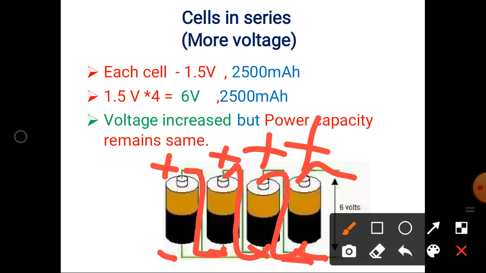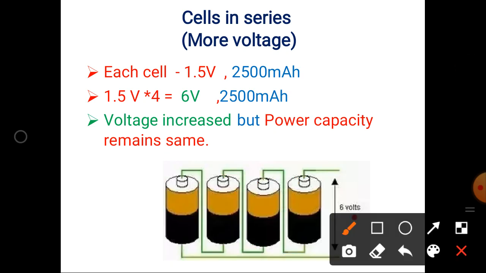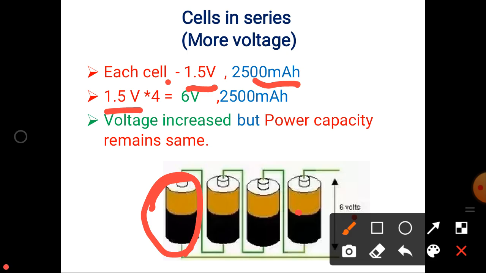So here each cell has a capacity. Actually here I am taking a single cell having the rating of 1.5 volt and 2500 milliampere hour. So here the same rating cells are connected in series. What will happen? There are 4 cells available, so multiply 1.5 volt into 4. These are all connected in series. If we connect in series, it will improve the voltage, right? So 1.5 volt into 4 gives 6 volt output.